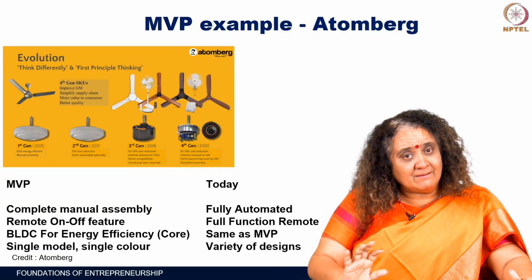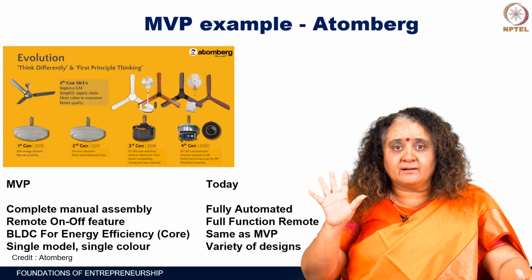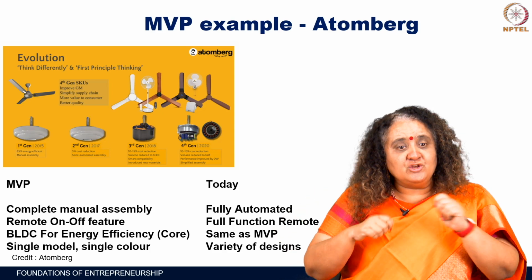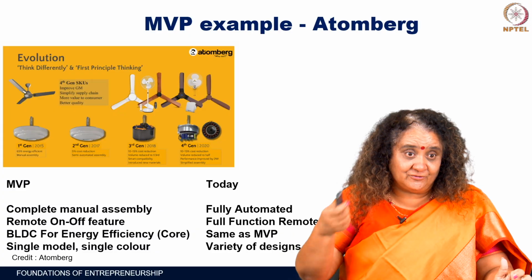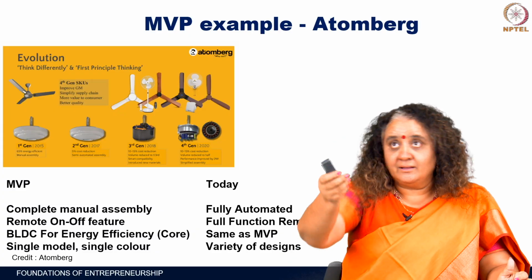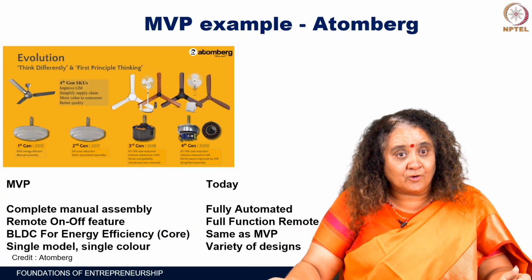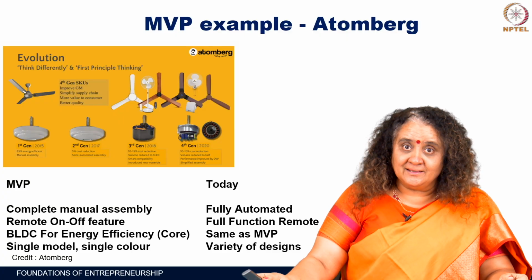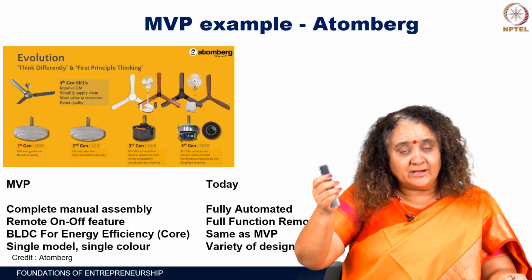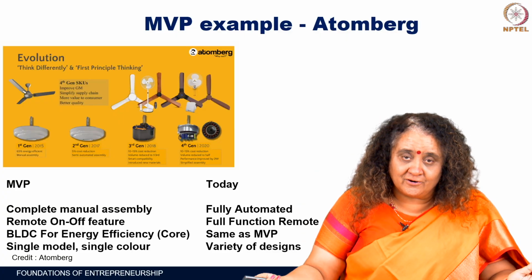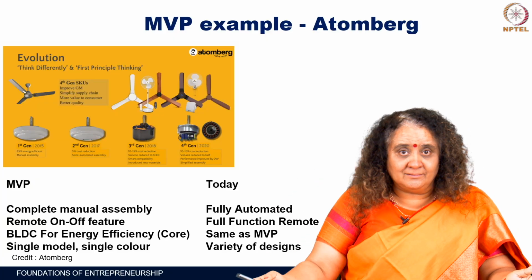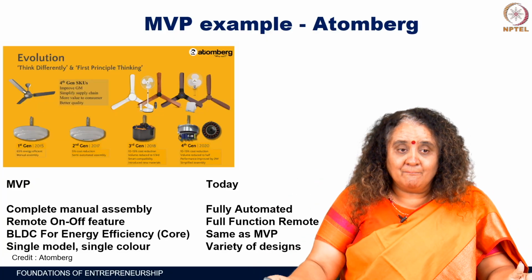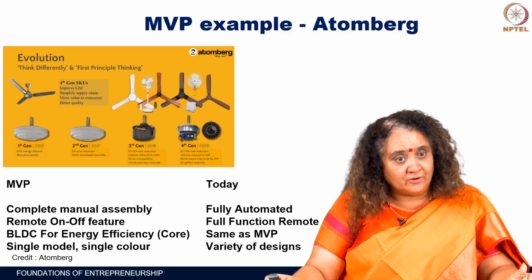But to come back to the MVP, their first product launched was manually assembled. The remote, this was also amongst the first fans which gave you a remote control to switch the fan on or off. So in the MVP, you could only do on off from the remote. Today you can do everything, you can do speed control, all of that from the remote, but in MVP it only had an on off feature.